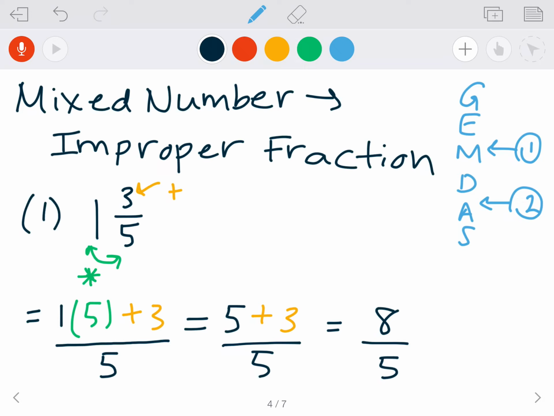Now we want to see if we can reduce or simplify this fraction of 8/5. Let's see, are these numbers 8 and 5 both even? No, 8 is even, but 5 is odd. Okay, does 8 go into 5? No, too large. Does 5 go into 8? Not perfectly. Okay, then that means we are done. So 8/5 is our improper fraction. Note that 8/5 and 1 3/5 are the same number. They are just represented in a different way.